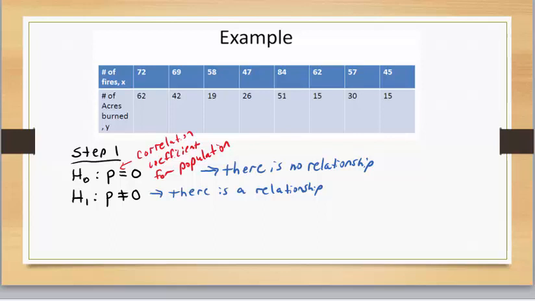All right, so let's move on to step 2. For step 2, what we're going to do is go to a table in the back of your book, and I will post it in the content section as well. This is going to be table I.